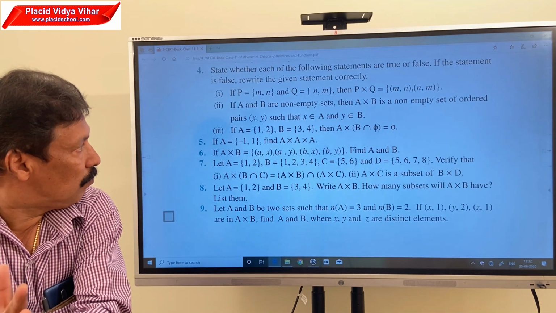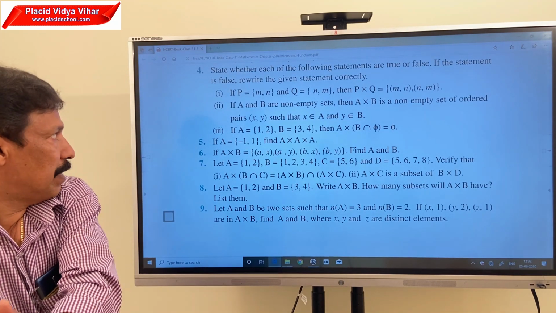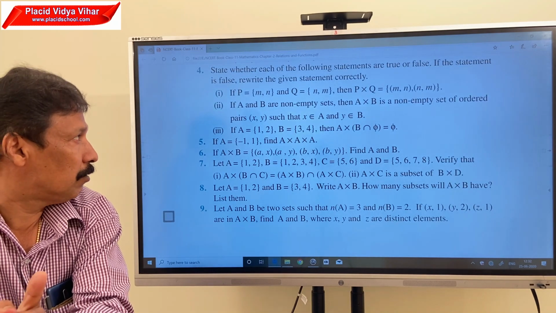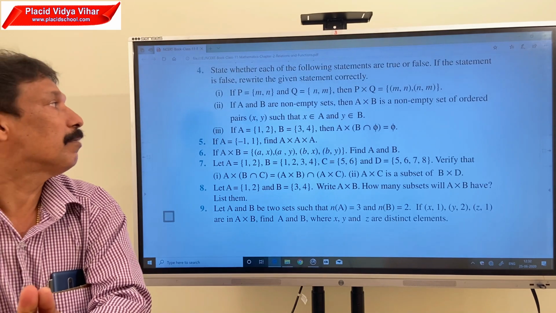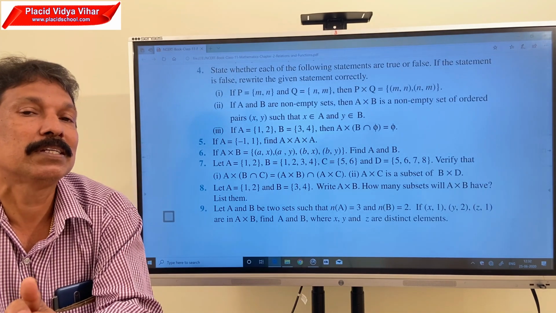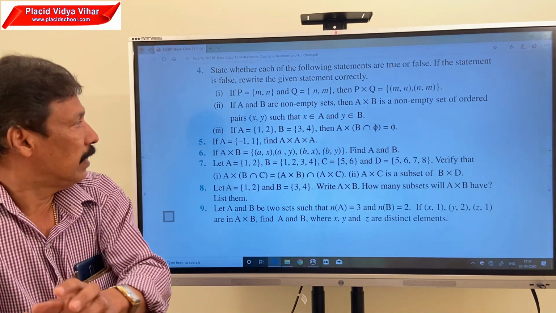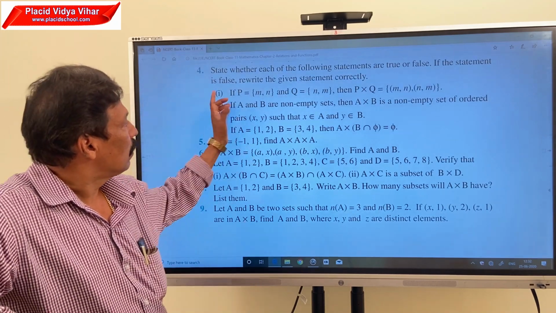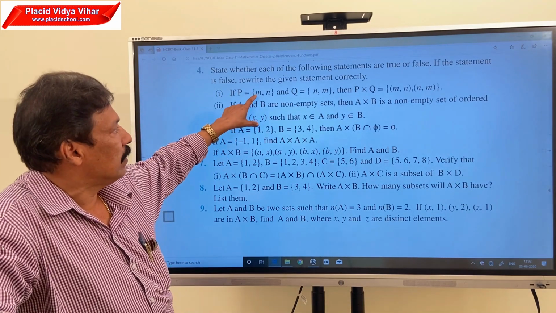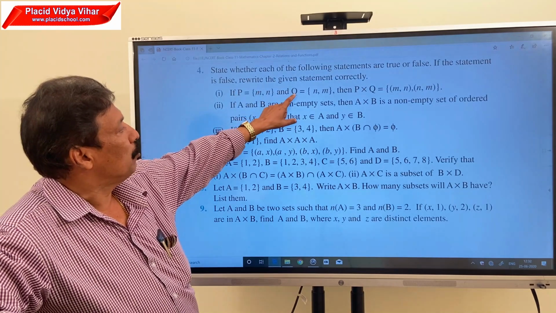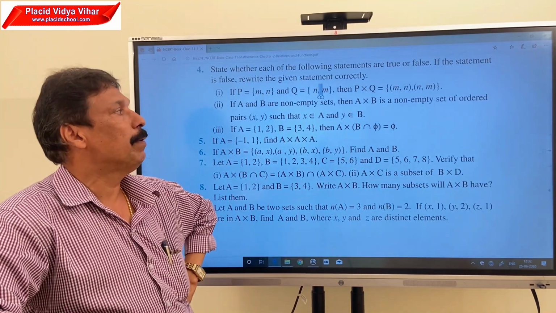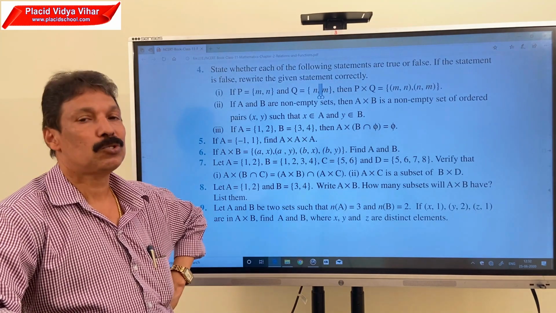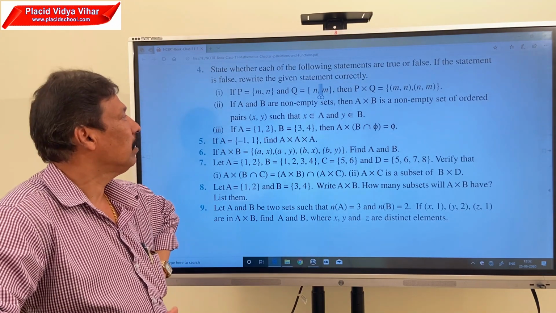One way of thinking: P has 2 elements and Q has 2 elements, so P cross Q has 2 into 2, 4 elements. But here P cross Q has only 2 elements, so our statement is false. Another reason: the element in P is m, and the element in Q is also m. There is no such element in P cross Q. The statement is simply wrong.